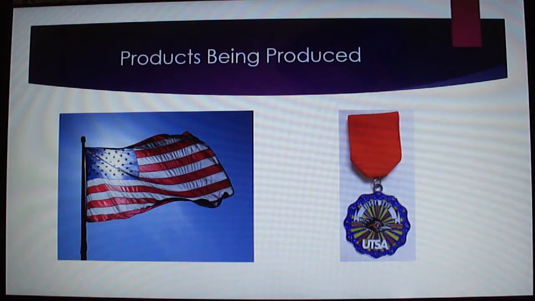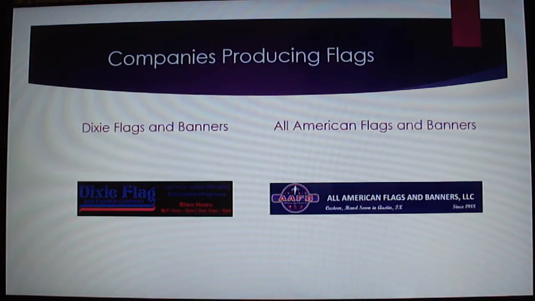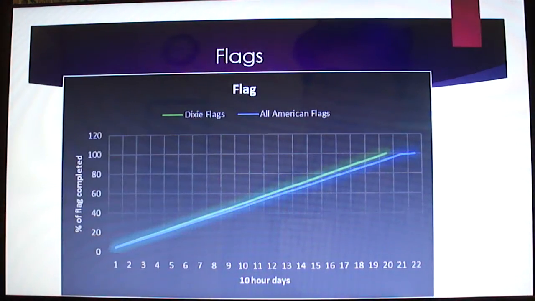The products that I looked at are flags and medals. Let's start with flags. In San Antonio, I looked at Dixie Flags, and in Austin, I looked at All-American Flags. Because it takes a long period of time to produce one standard size flag, I had to break up the process and the percentage of time for each 10-hour work day, based off of the information they told me about how long it takes to fulfill an order. Both companies told me they use nylon material to produce their flags, and they use an applique process, which is where they sew the material onto another material to produce the image.